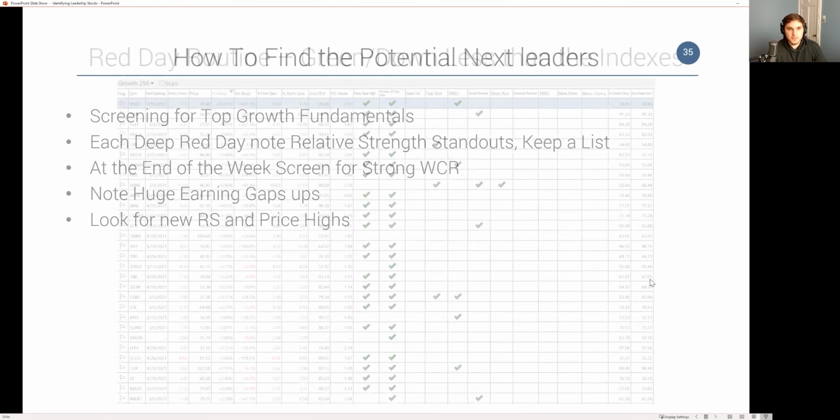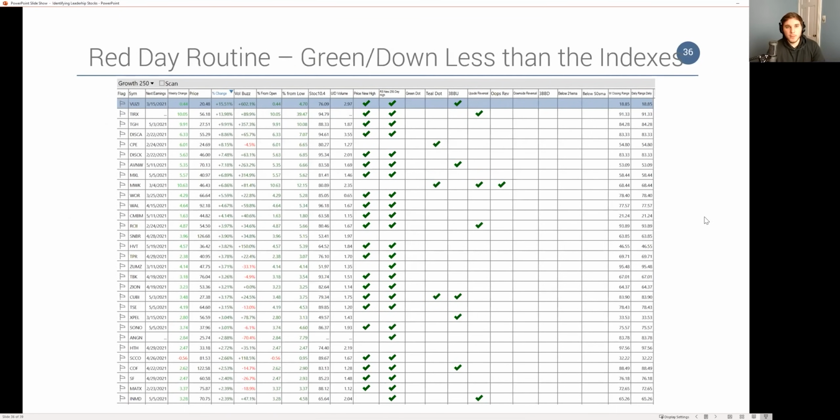So I want to talk a little bit today about my red day routine, especially because today obviously was a pretty deep red day, and how I look for RS and keep note of stocks that are doing pretty well. So right here, I just downloaded the Growth 250 list from MarketSmith, and I import it into my TC2000 watch list, and I'll talk through each of these columns before we get into it. And I'll also discuss the methods that I use to scan for relative strength.